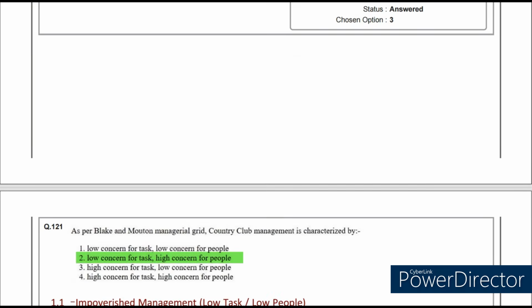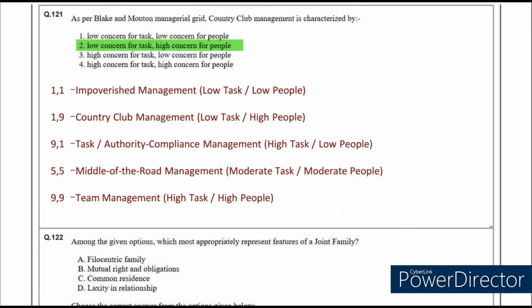And now coming to question number 121, which is on the Blake and Mouton managerial grid. What they are asking is, country club management is characterized by what? So the correct answer should be low concern for task and high concern for people. So in simple words, a friendly manager always focuses on keeping everyone happy and comfortable, but gives less attention to the work performance or productivity. So low concern for task but high concern for people.